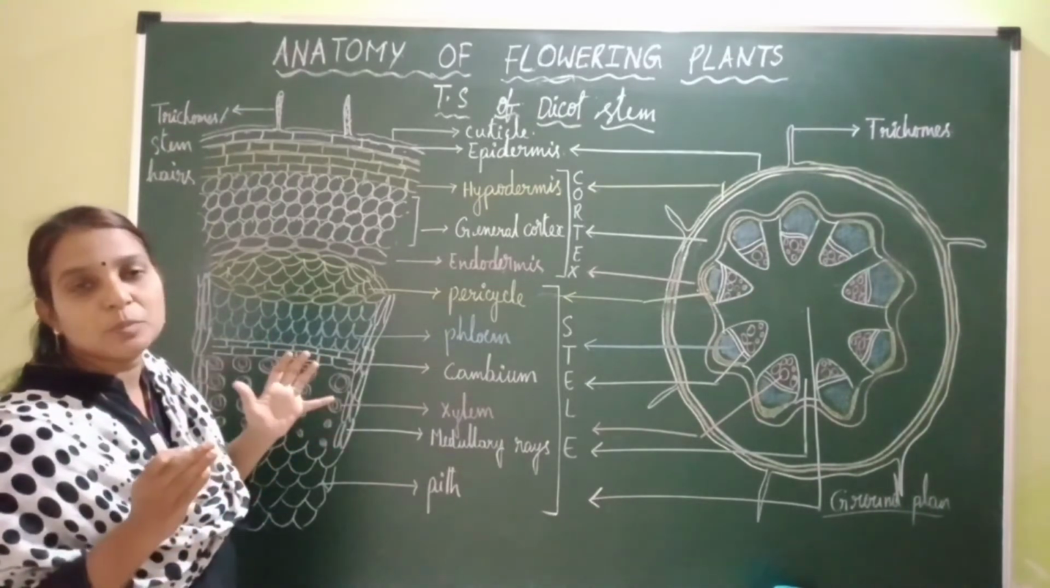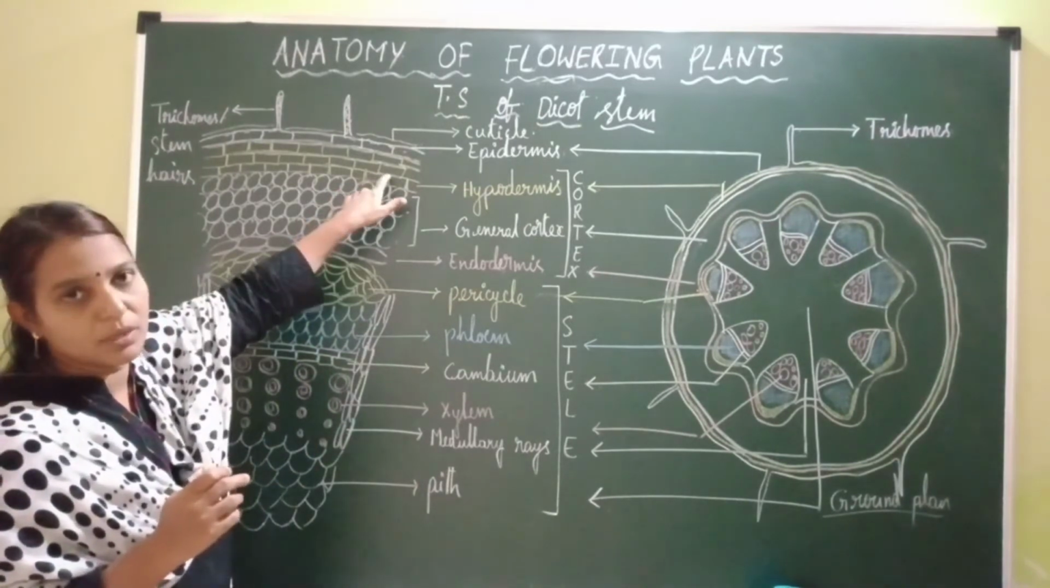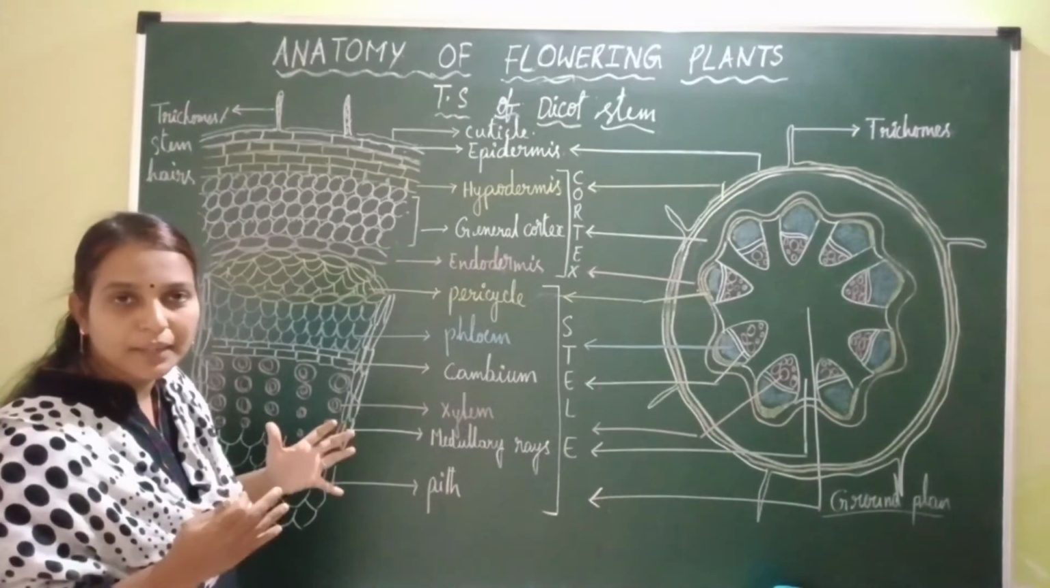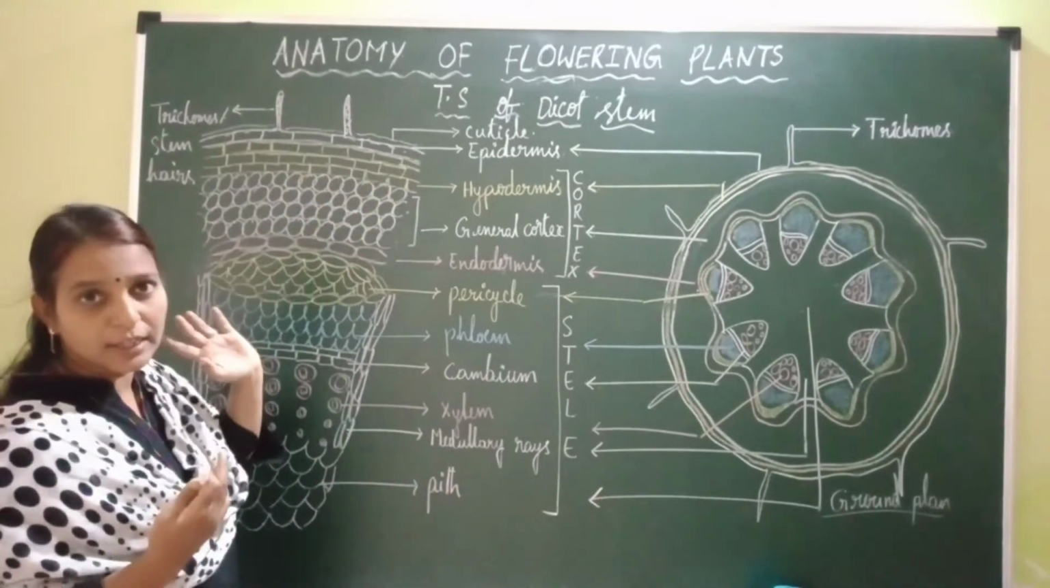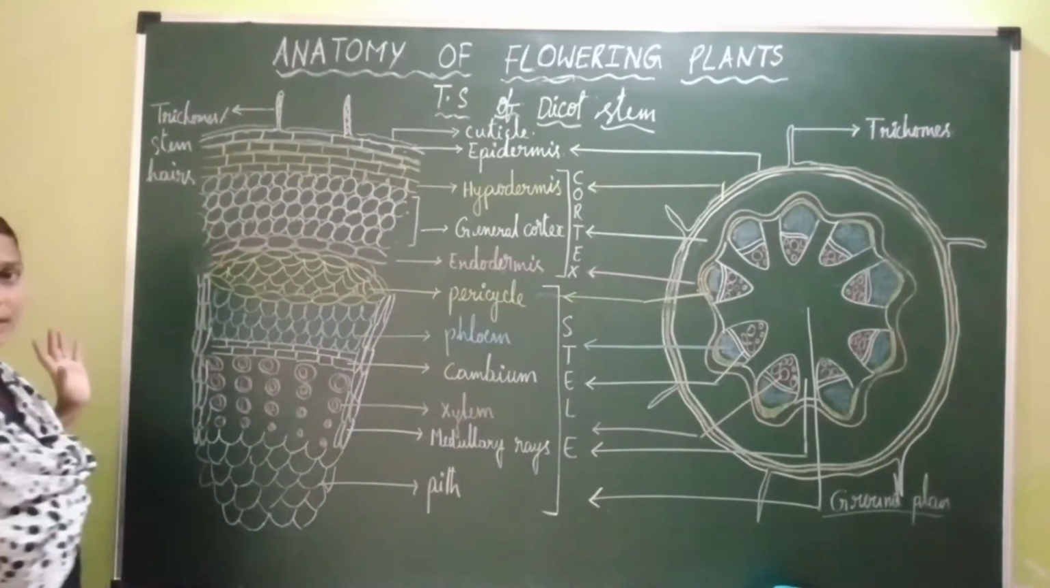The pectin present in the collenchymatous cell walls of this hypodermis gives a shiny appearance, and hence they appear golden yellow in color when we observe this hypodermis under the microscope. Right? This is about hypodermis.